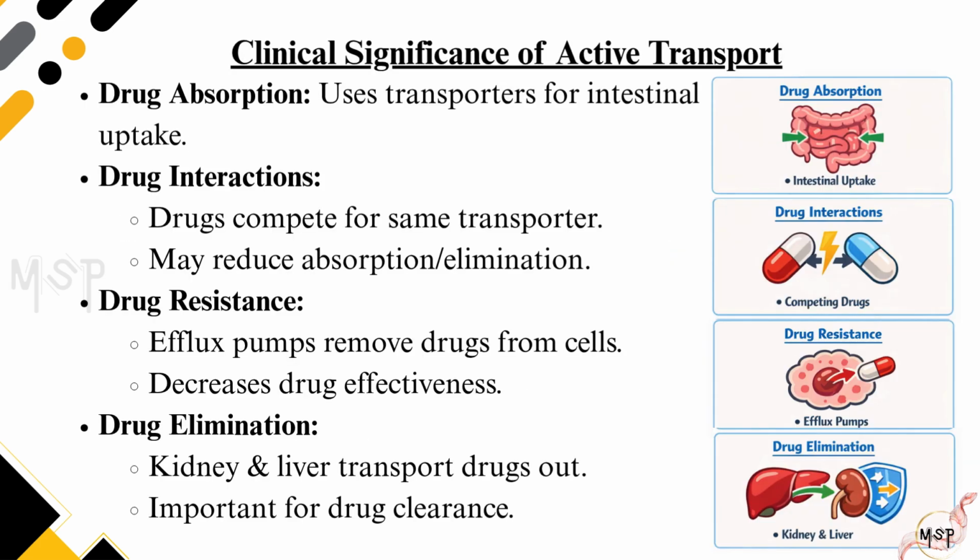So why does all of this matter? Here's the clinical significance. Drug absorption. Some drugs rely on transport proteins for efficient intestinal absorption. Drug interactions. Two drugs using the same transporter may compete, reducing the absorption or elimination of one of them. Drug resistance. Efflux transporters can pump drugs out of cells, reducing drug effectiveness. And drug elimination. Active transport in the kidney and liver helps remove drugs from the body.